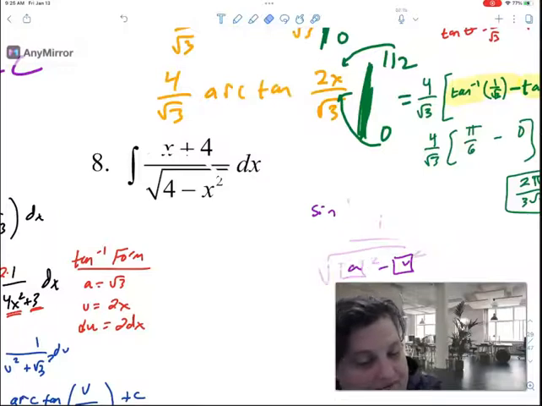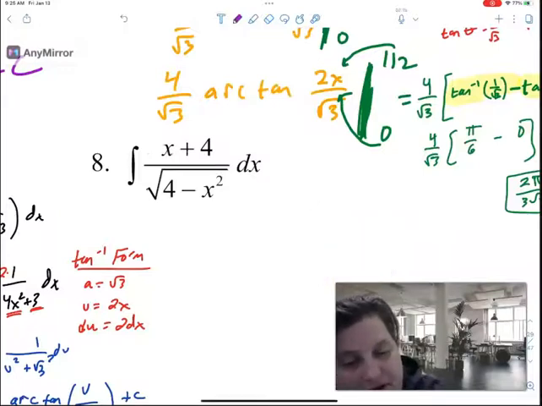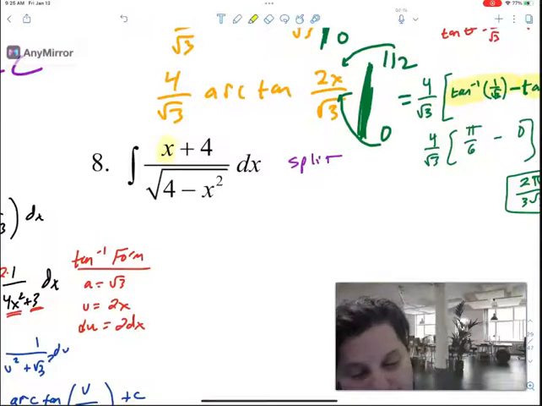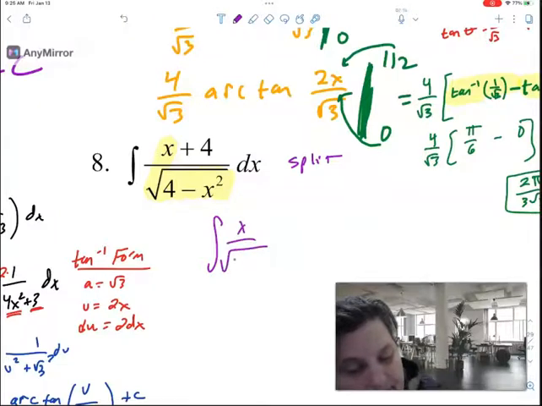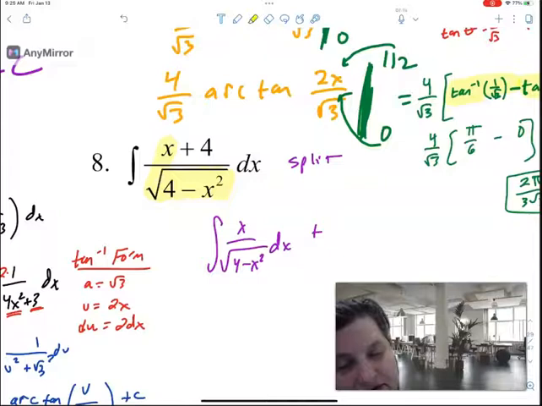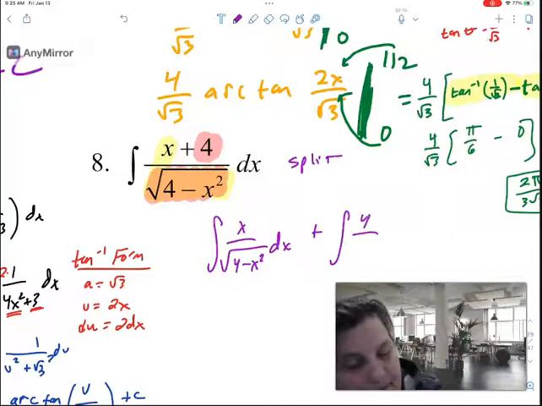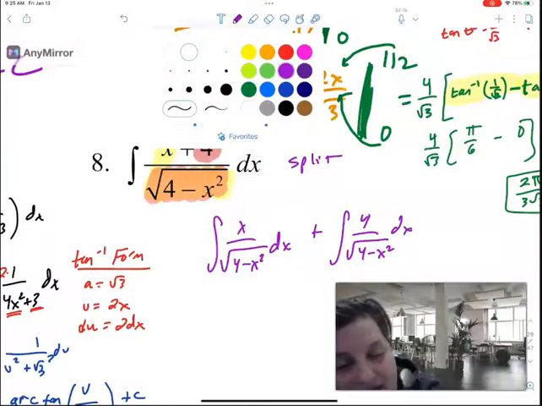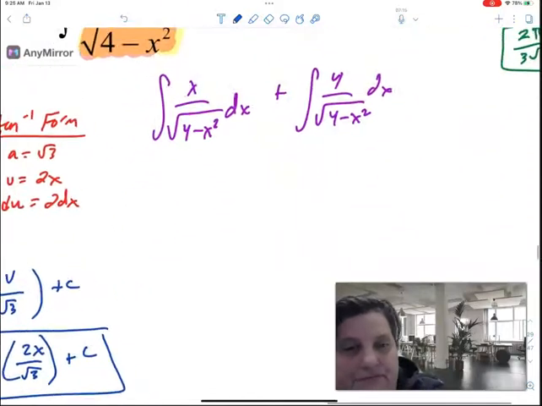Okay, guys, all right, here we go, you ready? Split the fraction. I told you only do that when we have one term on the bottom. Well, we kind of do. I'm going to split it into this, and then I'm going to split it into this. And then I have two separate problems.